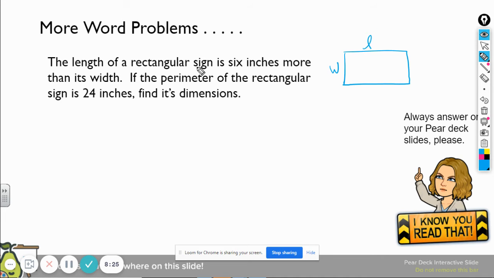The length of a rectangular sign is, so that means equals, 6 more than the width. Okay. So I'm not sure what the width or the length is, but I know that the length is 6 more than the width. So you take whatever the width is and you add 6 to it, and that's what the measurement of the length is. Okay. I know that this is true. I still don't know what the measurements are yet, but if the perimeter of the rectangle is 24 inches, find its dimensions.